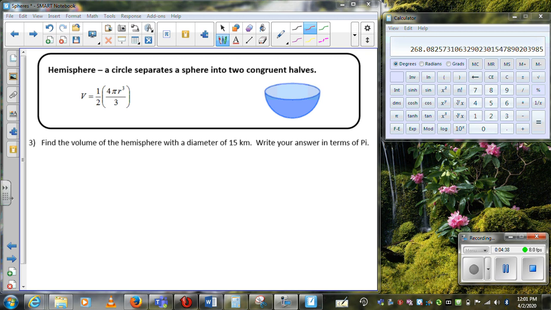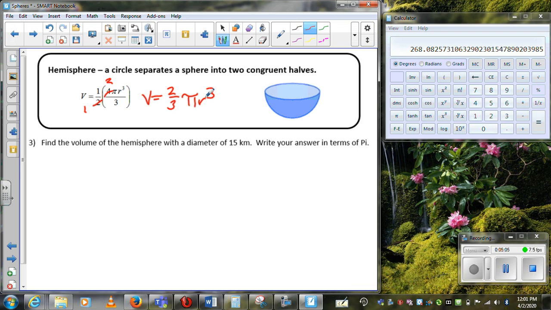Some people like to simplify this equation and use this equation instead, which is basically just 2/3 pi r cubed. So you can do that. I like to memorize just one formula, the 4/3 pi r cubed, and then I typically just put the half in front of it. But you do whatever you would like to do.